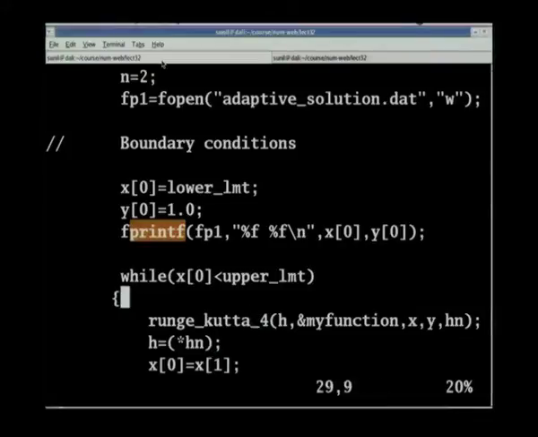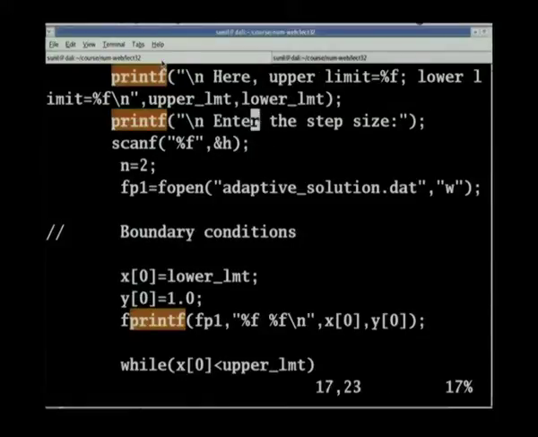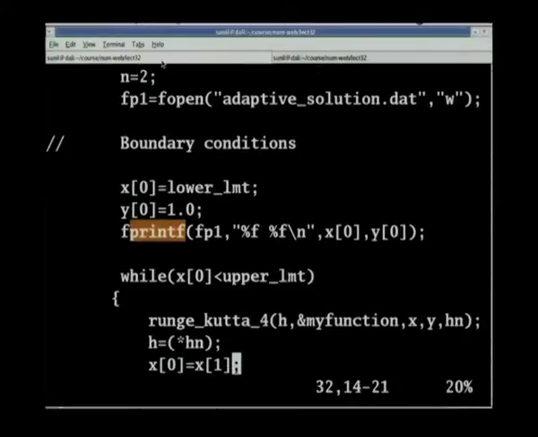Now I can't divide my interval into some predetermined number of points. Instead, the program asks for a step size, an initial guess to the step size. You give some step size, and then the program will automatically determine, by using this procedure which I just described, the actual optimum step size to be used. So we can't divide the interval into some number of intervals initially. What we do is go step by step.